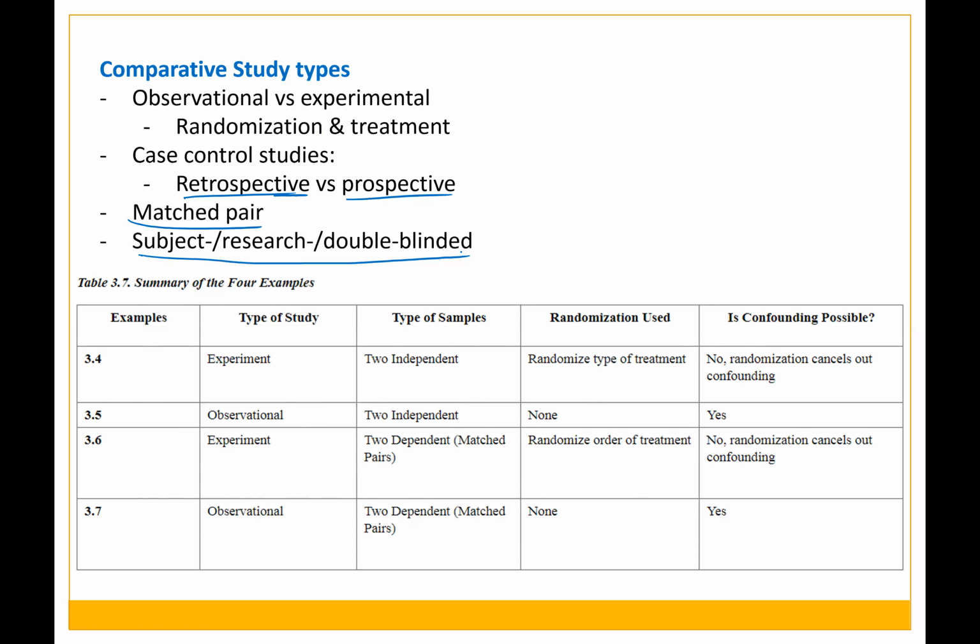Researcher blind is when they apply treatment or interact with different subjects in the study, but they don't know which group they are in. So then the researcher is the one who doesn't know the groups. Or double blinded is where none of them know whatever their characteristic is. They only know one is researcher and one is subjects.